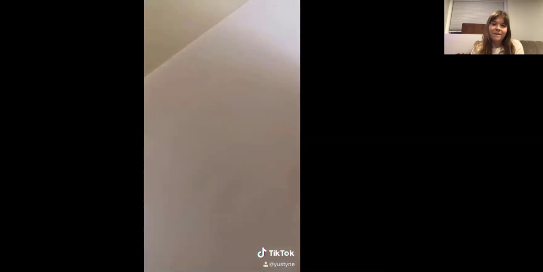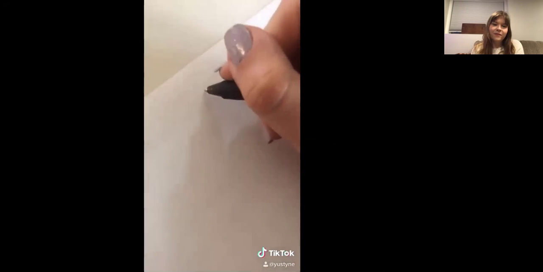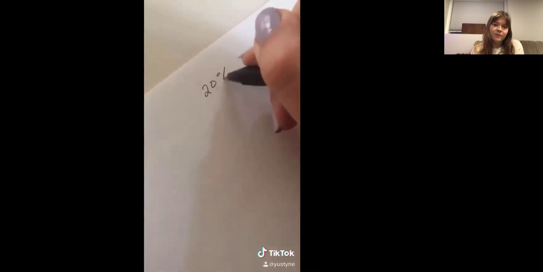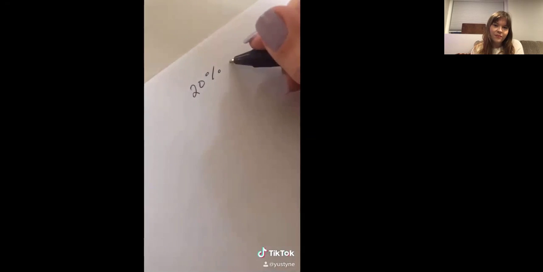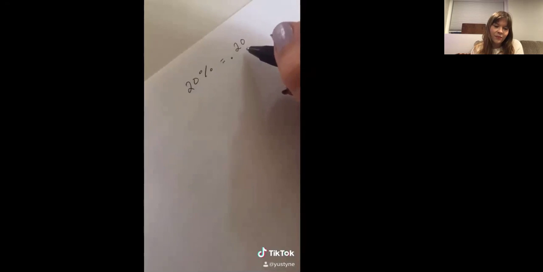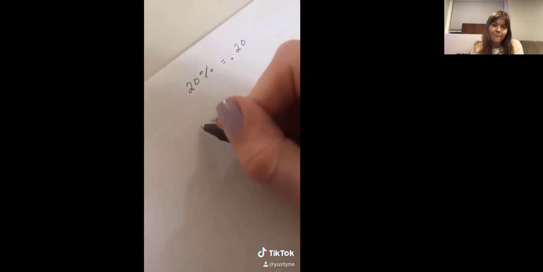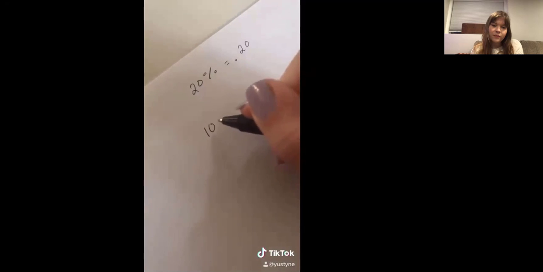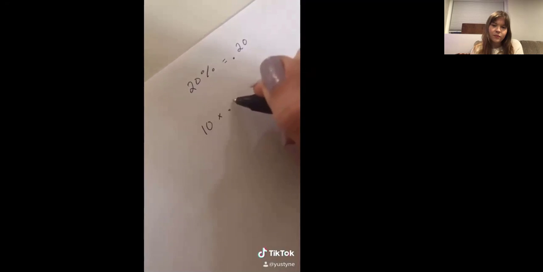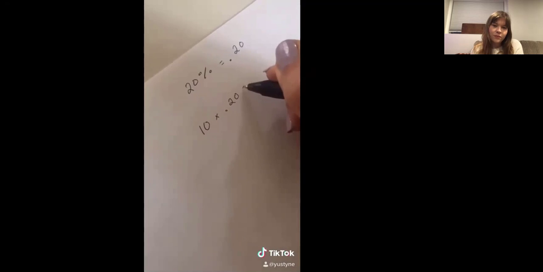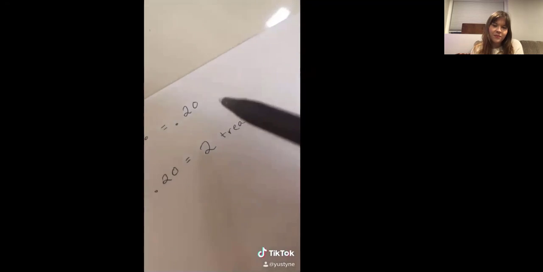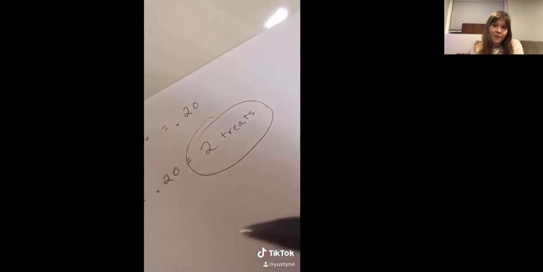Let's figure that out. We want to remember some of the things we learned earlier. So we know that 20% is actually equal to 0.20. Remembering some of our problems from earlier, we know that we take 20% and we multiply it by the whole, which is 10 treats. So we take 10 times 0.20 and we end up with 2 treats. So we have a happy dog. All right. So hopefully that explains it a little easily.